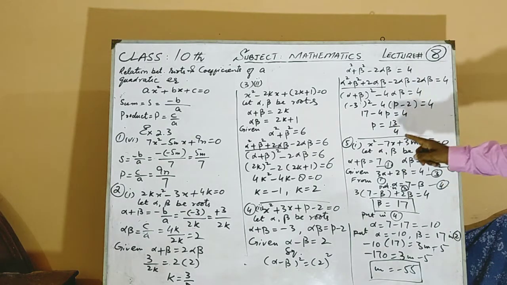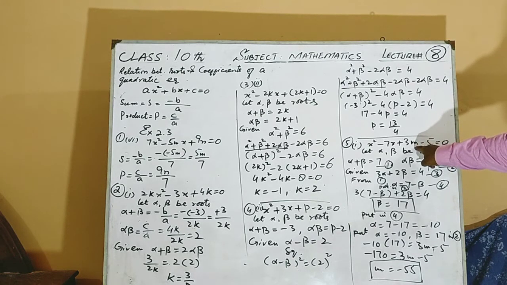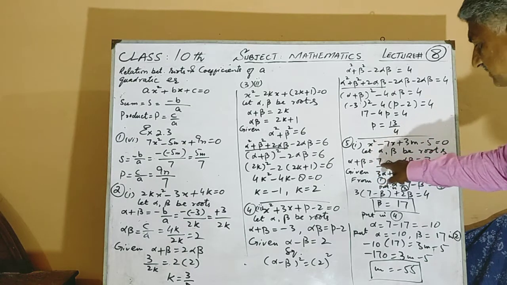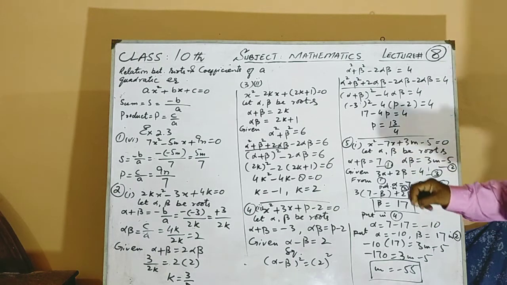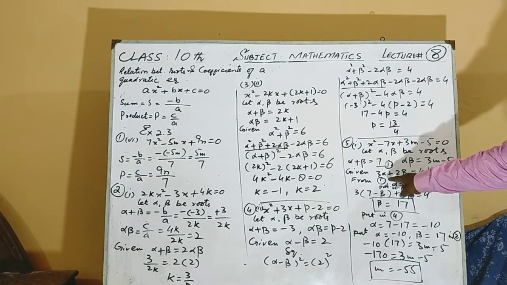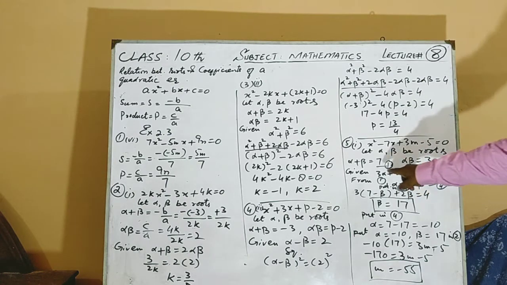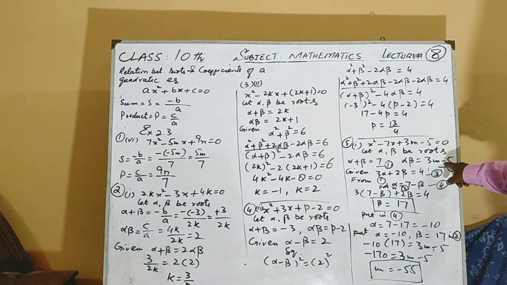In question 5 part 1 we have a quadratic equation. We suppose alpha and beta are the roots. Alpha plus beta is equal to 7, alpha beta is 3m minus 5, and in this case it is given that 3 alpha plus 2 beta is equal to 4. Let this be equation 1, this be equation 2, and 3 alpha plus 2 beta is equal to 4 be equation 3.